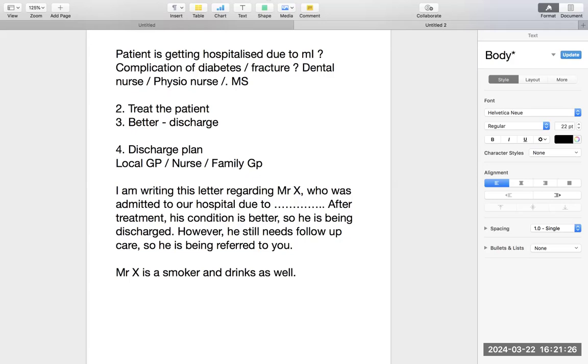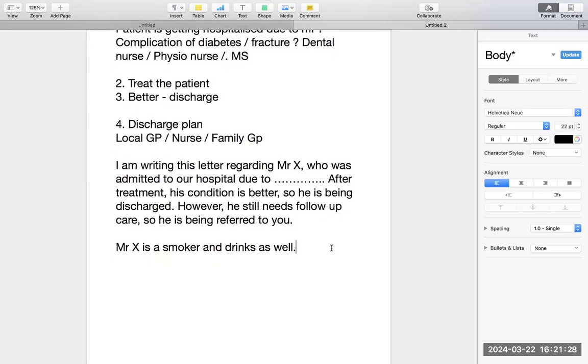Now you will ask, sir, social history, what should we write? What should we not write? It depends upon the discharge plan. If the discharge plan says to encourage the patient to quit smoking, this is in the last paragraph, discharge plan, then obviously in the social history you will tell that he is a smoker. Only then will you be able to say in the discharge plan, quit smoking. If you do not tell here that he is a smoker, how can you write that encourage the patient to quit smoking? So that is what social history is all about.